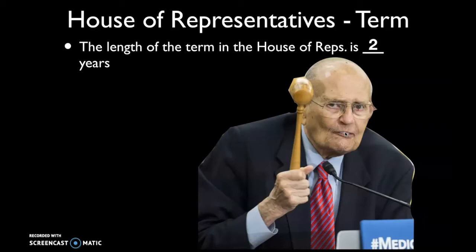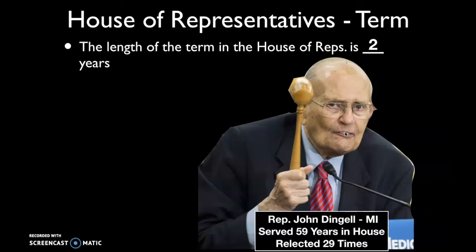And so this is former Representative John Dingell from Michigan. He served in the House of Representatives for 59 years. He was the longest serving member of the House. He was reelected 29 times and served those 2-year terms, finally passing away in office. And now the person who represents this district outside of Detroit is none other than Debbie Dingell, John Dingell's wife.